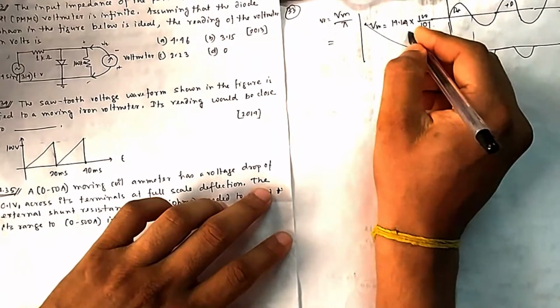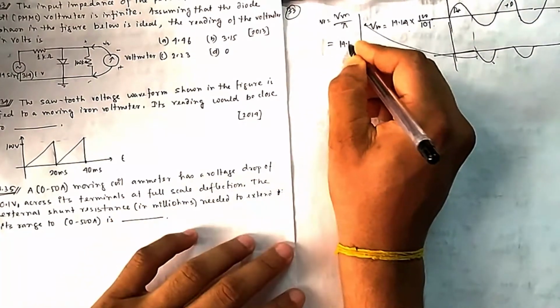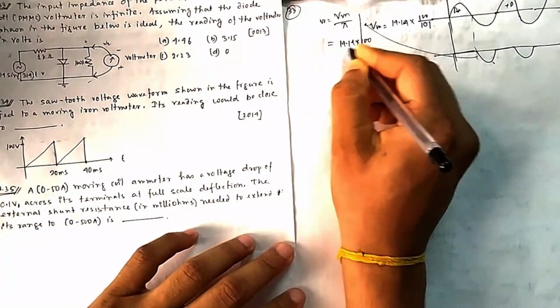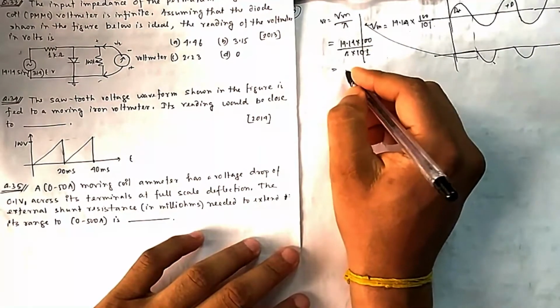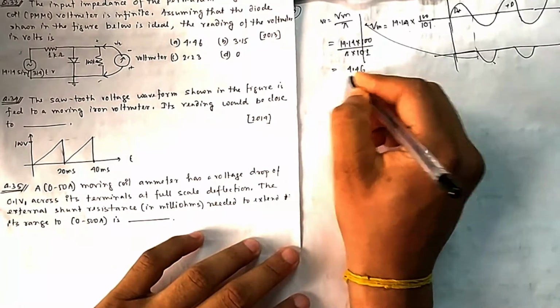So finally if you put all this here, it will be 14.14 into 100 divided by pi into 101. So if you do this thing, you will find answer is 4.46. That is option A.